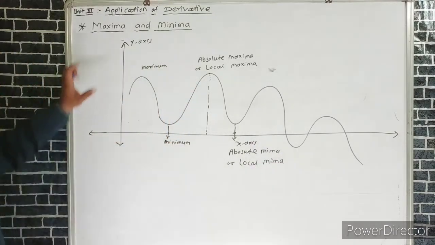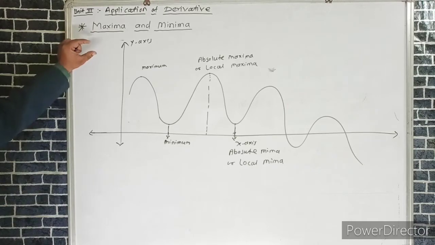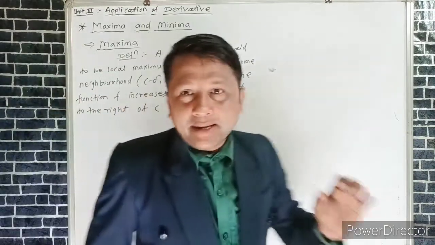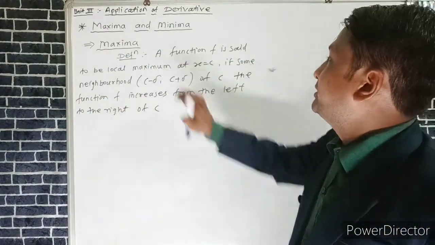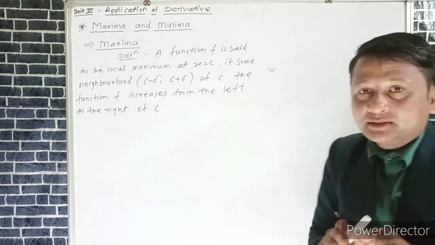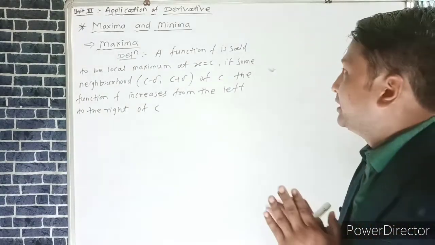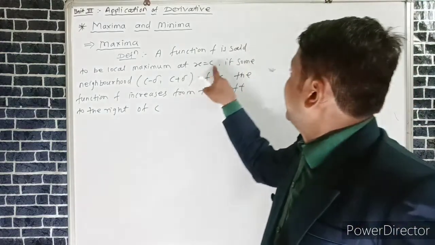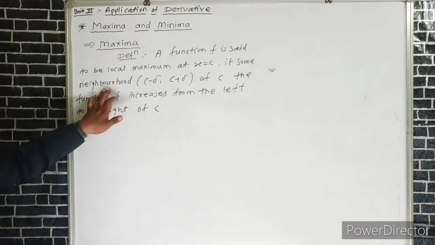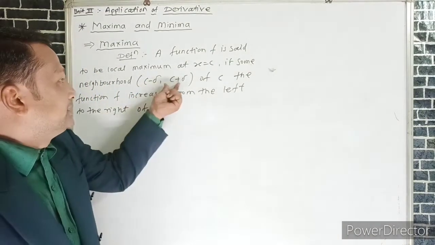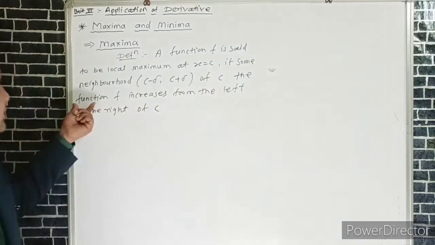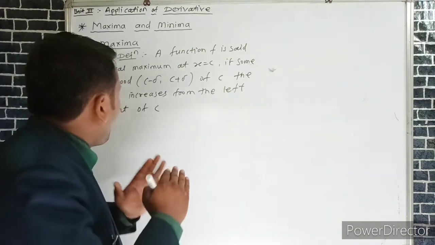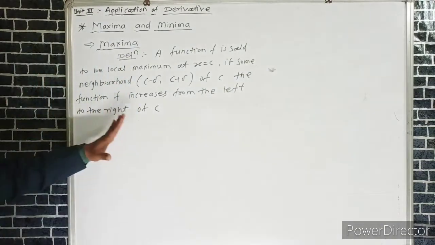So here is the exact definition of maxima. A function f is said to be local maximum at x equals c if in some neighborhood of c, that is (c minus del, c plus del), the function f increases from the left to the right of c. We call this maxima.